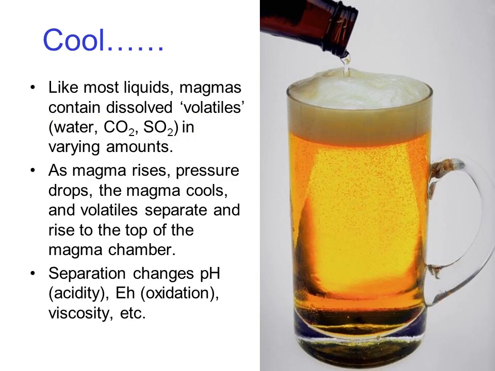Now we come to the importance of beer in understanding ore deposits. Beer is a great analogy for cooling magmas. Like beer, magmas contain varying amounts of dissolved volatiles, such as water, carbon dioxide, and sulfur dioxide. As magma rises, the pressure drops. The magma cools, and the volatiles separate and rise to the top of the magma chamber, just like gas bubbles in a glass of beer or a newly opened bottle of beer. This separation of the volatiles changes the pH or the acidity, the Eh or oxidation, and the viscosity, etc. of both the gas and the remaining magma.